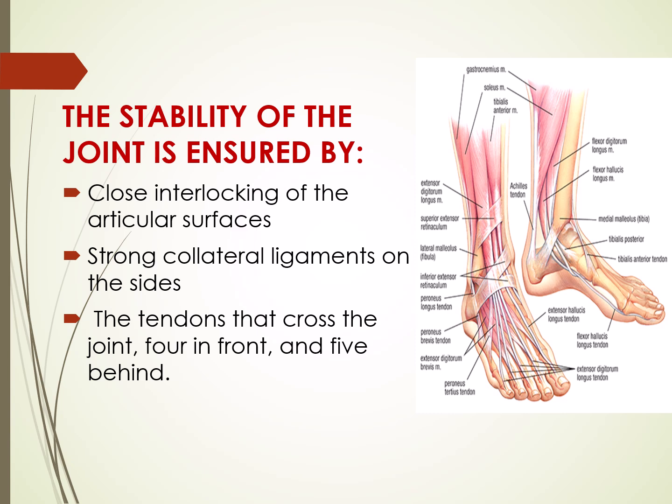Now the stability of the joint is ensured by the close interlocking of the articular surfaces, as we have already discussed. The lower articular surface, that is the talus, is completely fitted into the socket formed by the upper articular surfaces. Then there are the strong collateral ligaments on the sides, and the tendons that cross the joint. These are the tendons which you have read in the region of the leg, all the flexors and extensors, which pass under the retinacula in the region of the ankle joint. There are four tendons in front and five behind crossing the joint and giving stability to this ankle joint.